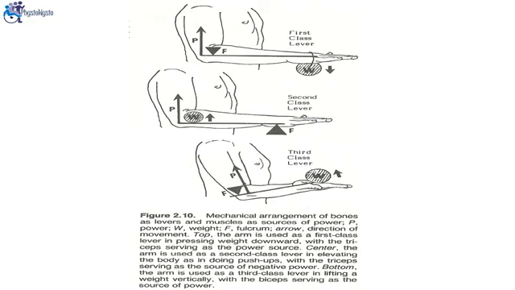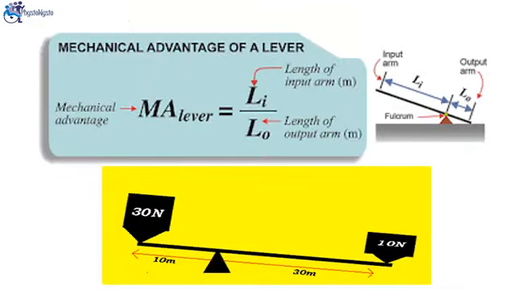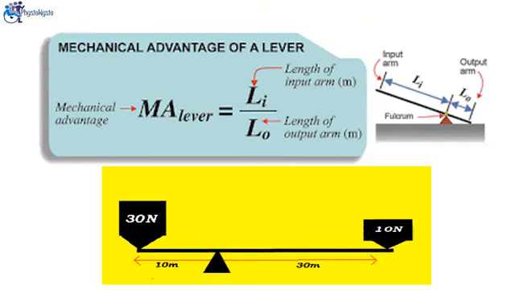If the resistance is placed near the fulcrum, the mechanical advantage is good. If the same resistance is placed further from the fulcrum, the mechanical advantage lessens and a greater effort is required to overcome the resistance. Therefore, mechanical advantage is computed by dividing force into resistance, or length of arm input divided by length of arm output of the lever.